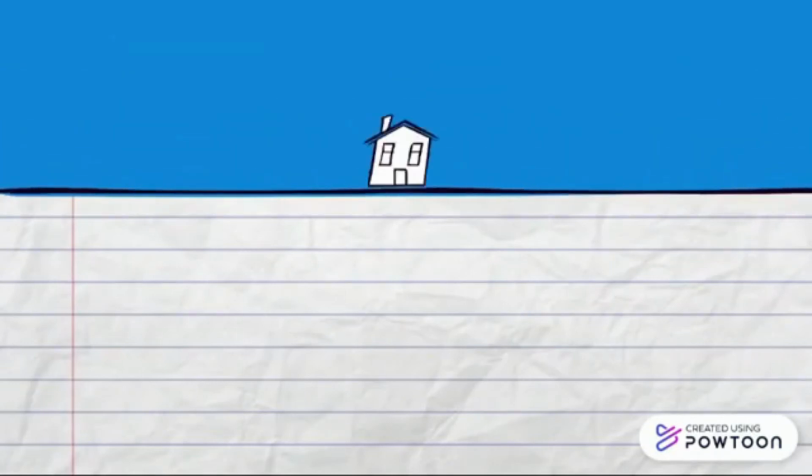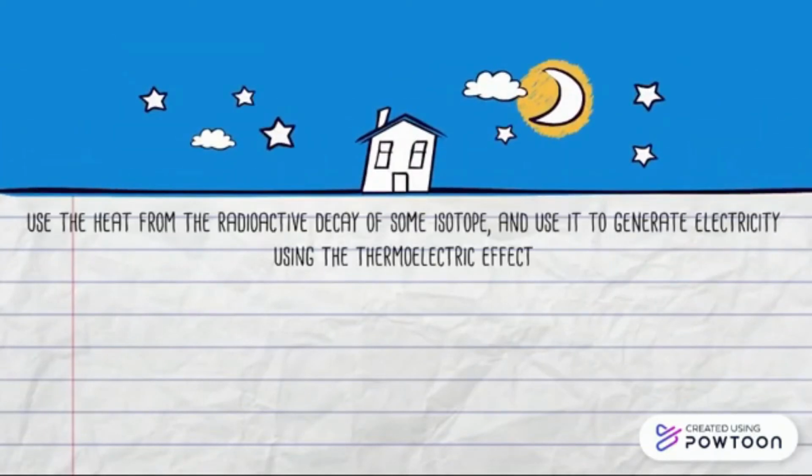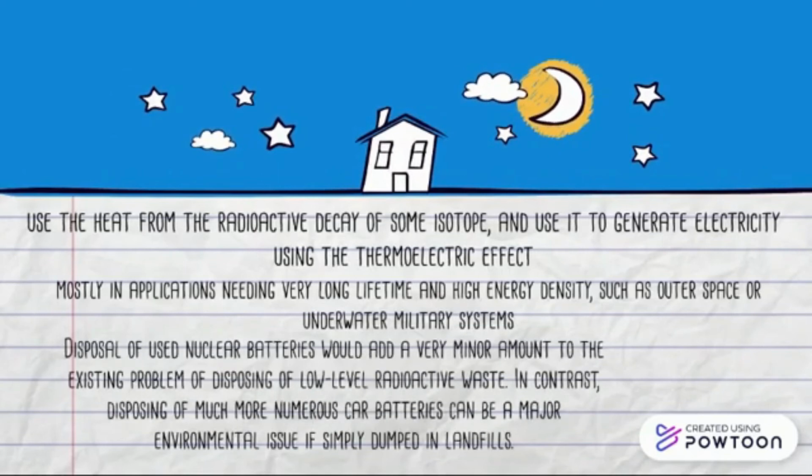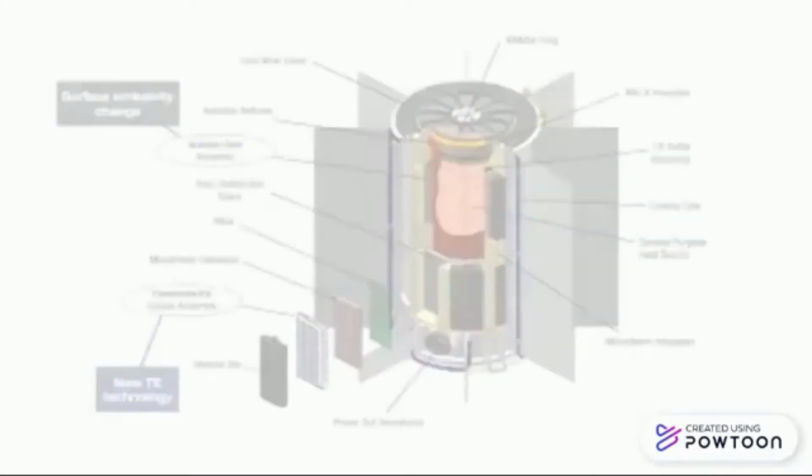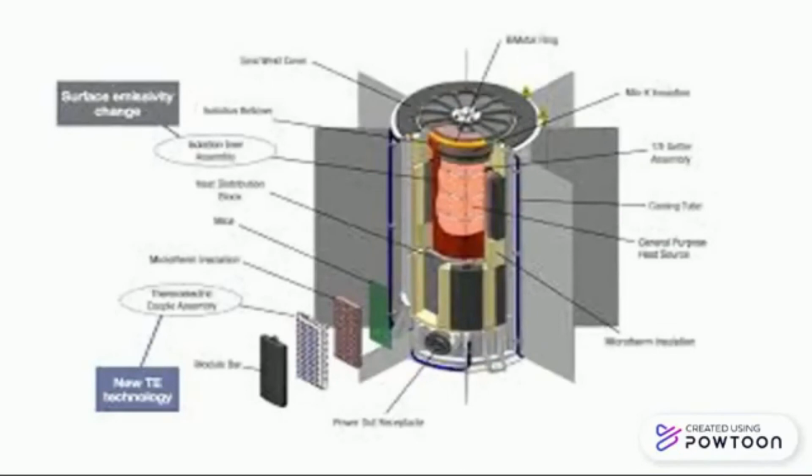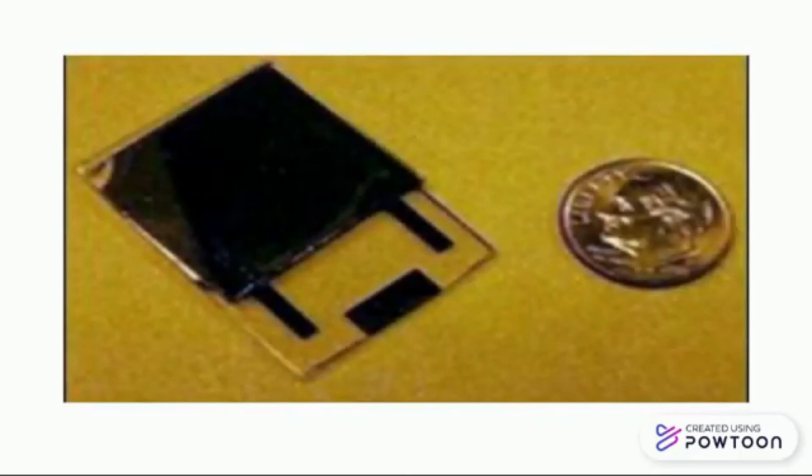Nuclear batteries are widely used in high energy density applications such as outer space or underwater battery systems. They cause fewer environmental effects compared to existing batteries. This is the image inside of a nuclear battery. This is the image of a nuclear battery next to a USB for scale. As we can see from here, the size of this nuclear battery is very small.